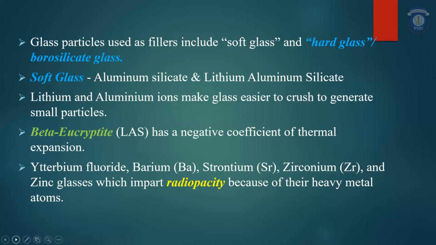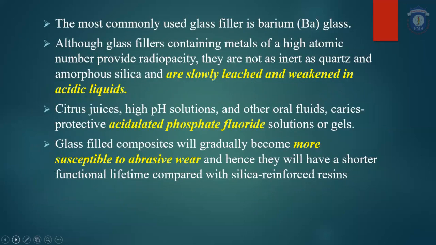At the same time, glass particles containing heavy metal atoms with a higher atomic weight can absorb more X-rays and provide more radio opacity. Ytterbium fluoride, barium, strontium, zirconium, and zinc glasses impart radio opacity because of their heavy metal atoms. Okay. And the most commonly used glass filler is barium glass. Now even though the glass fillers contain metals of high atomic number and provide radio opacity, unlike quartz, we find that they are not chemically inert.